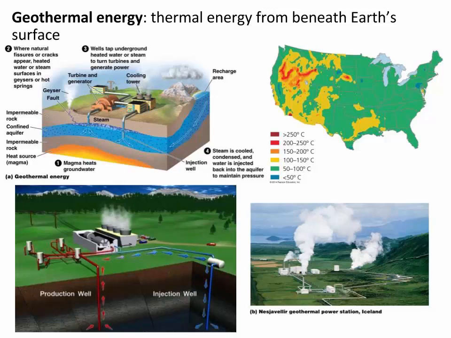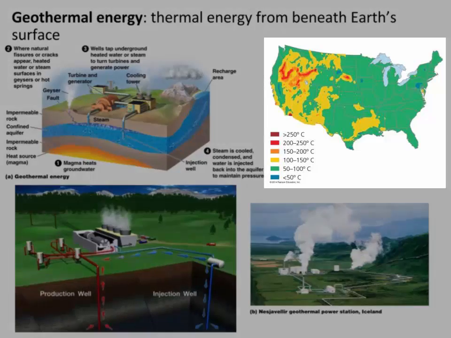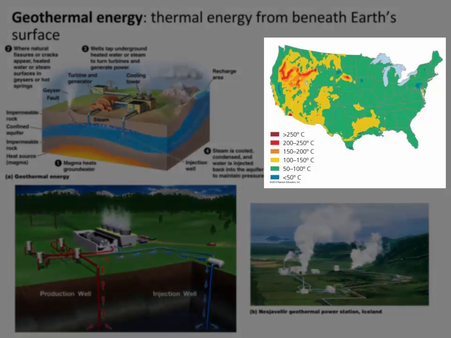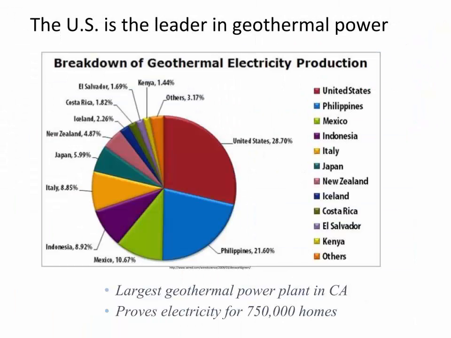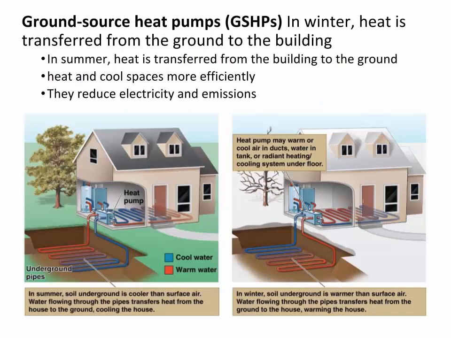90% of Iceland is heated through direct heating with piped hot water warmed through geothermal energy. As you can see from the map in the upper right-hand corner of this slide, heated groundwater is geographically determined. The U.S. is a leader in geothermal power. The largest geothermal power plants are the geysers in California, which provide electricity for 750,000 homes. Globally, one-third of the geothermal energy we use is for electricity and two-thirds is for direct heating.